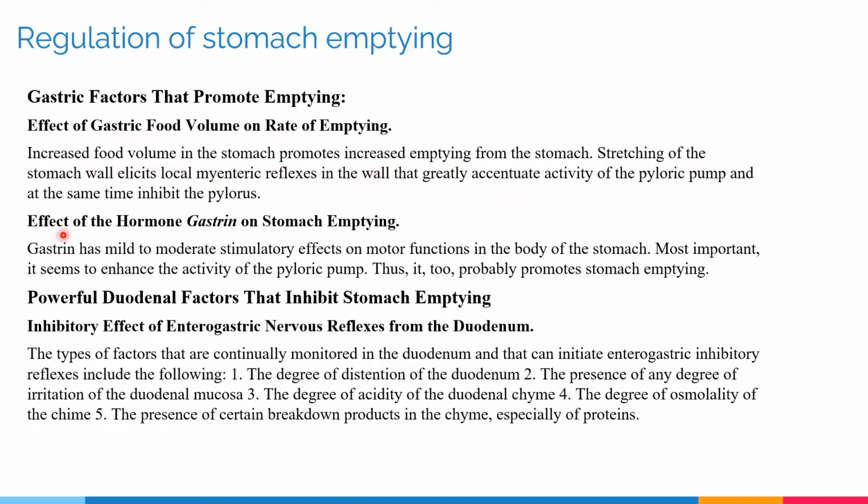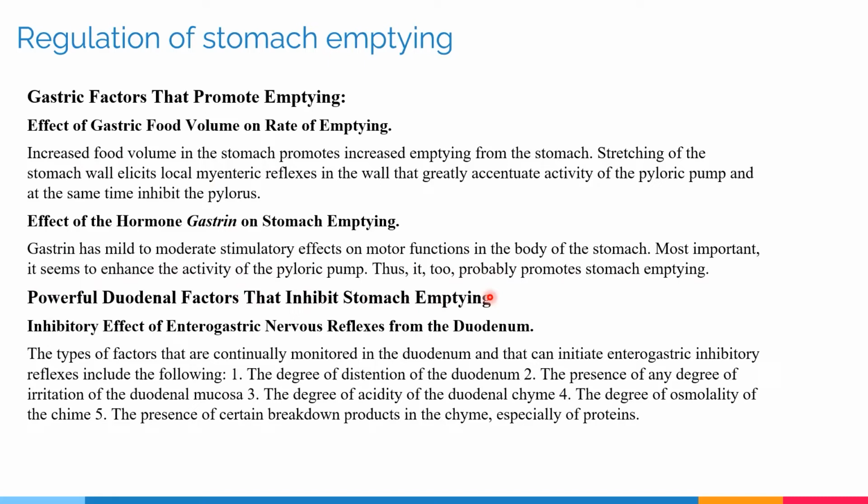Next is the effect of the hormone gastrin on stomach emptying. Gastrin has mild to moderate stimulatory effects on motor functions in the body of the stomach. Most important, it seems, it enhances the activity of the pyloric pump. Thus, it too probably promotes stomach emptying.